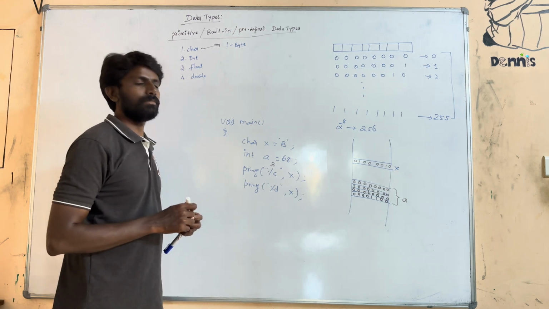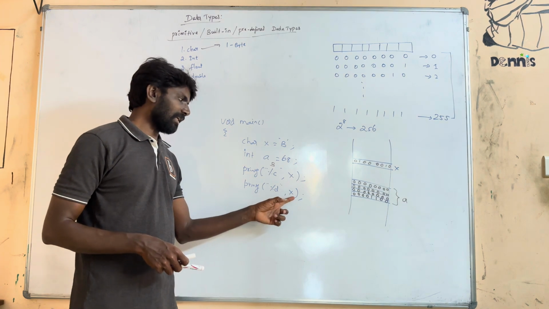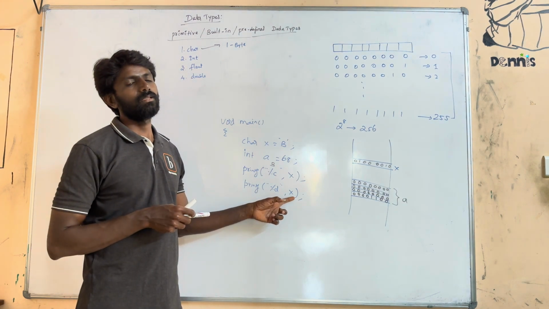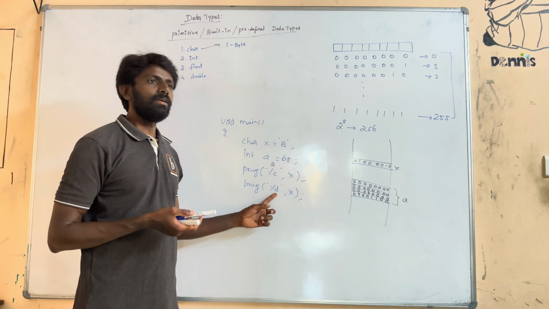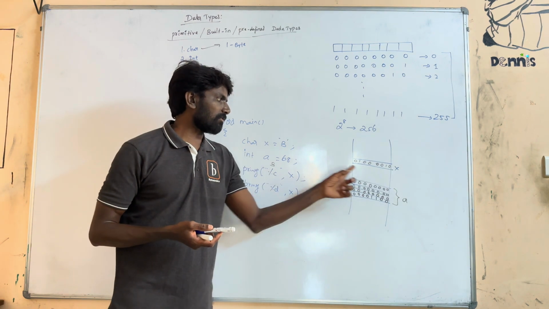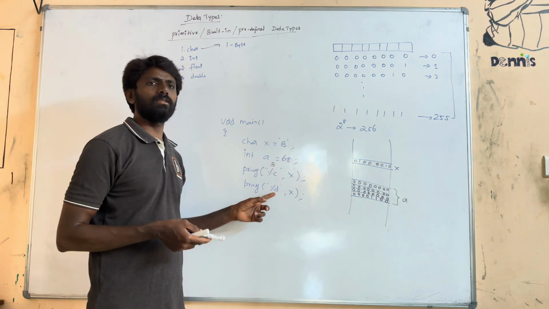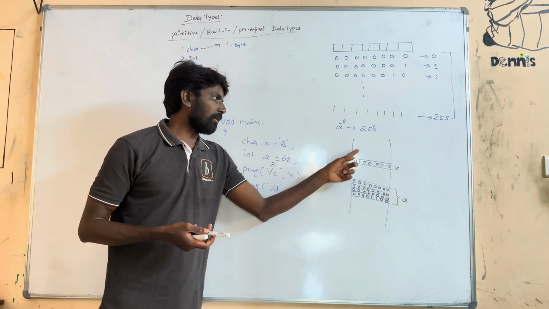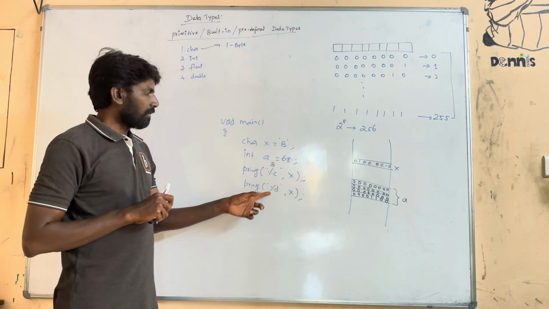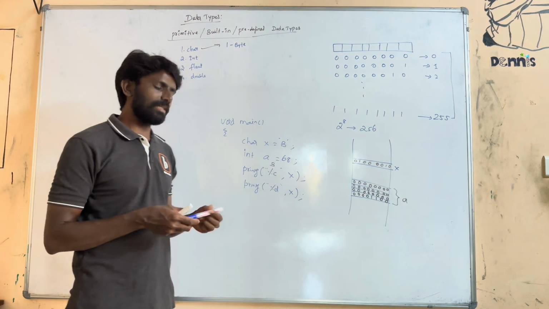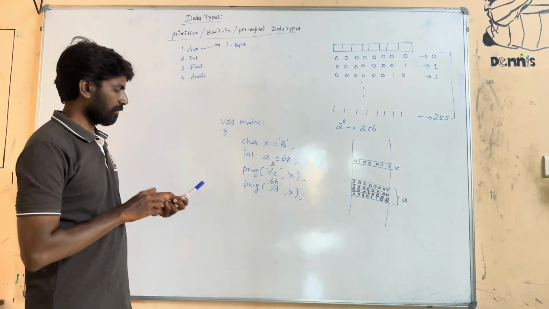Is it clear? Now printf percentage d with x asks for the decimal format. X is a character, can I print it as a decimal? Yes, you can, no problem. In x you have some binary, and you are trying to print it in decimal form. Whatever you have here is 66, so it will print 66. Clear, right, everybody?